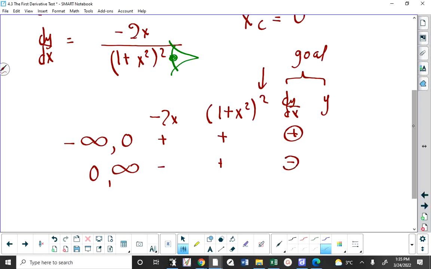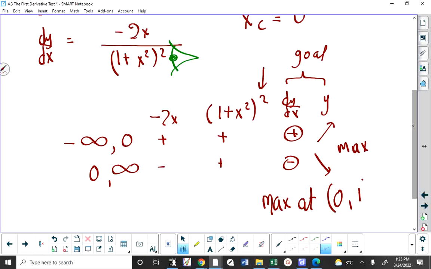The derivative is negative. We're multiplying or dividing these things. The function is going up, then going down. We have then a maximum here. So we have a max at 0, comma. Now I put 0 back into the original function, and I believe we get 1.